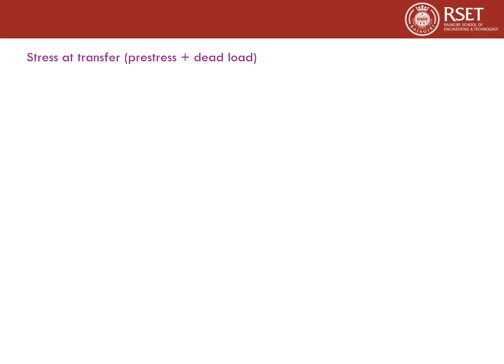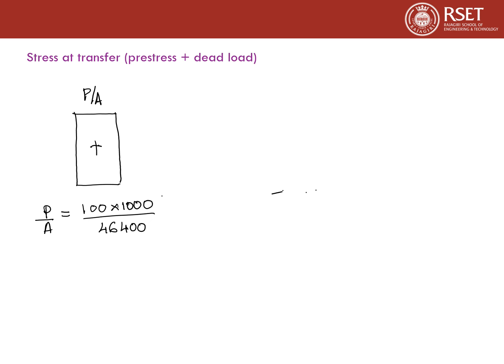Now let us calculate the stress distribution. First at transfer. At transfer there will be pre-stressing load and the dead load. Now due to pre-stress, the axial stress will be P by A. The pre-stressing force is given as 100 kilonewton, that is 100 into 1000 newtons divided by area. Area we already calculated. That comes to 2.16 MPa.